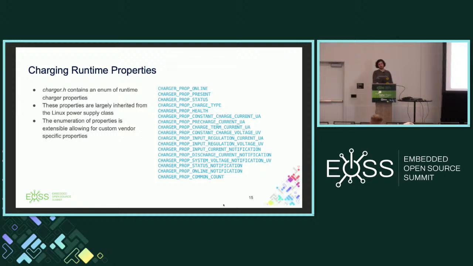But for out of tree, it's as easy as just giving it a value after this common count. So it's an enum with numbers, and any properties that exist after the common count are free to use up until 2 to the 16, so 65535. Does that answer the question? Yeah, that's great. Cool, thank you.